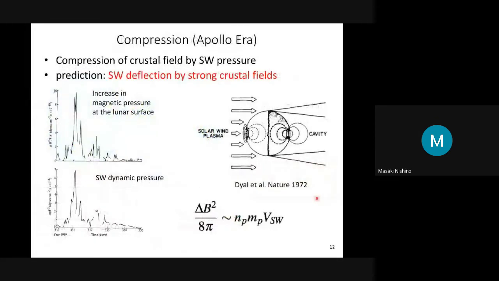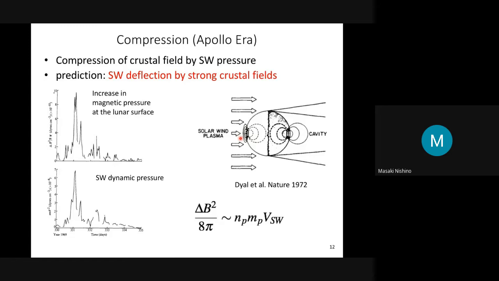So actually, before Kaguya or Lunar Prospector measurements, this kind of interaction has been known. This magnetized region is quite compressed by the solar wind dynamic pressure. This is a very classical view of the solar wind interaction with the lunar crustal magnetic fields.